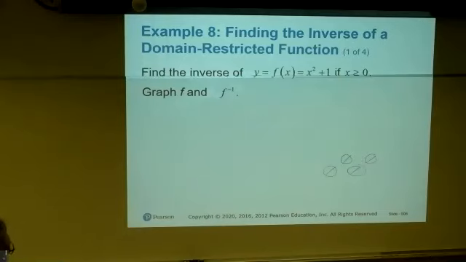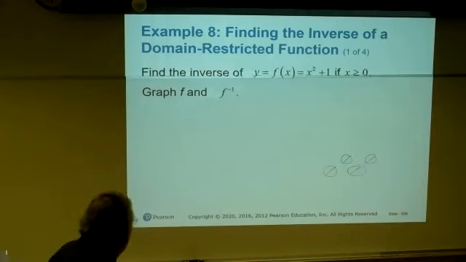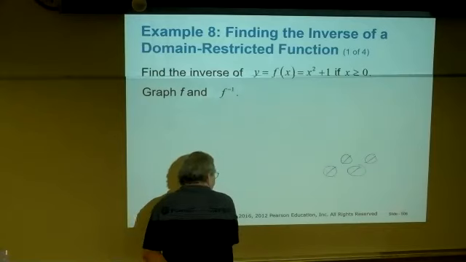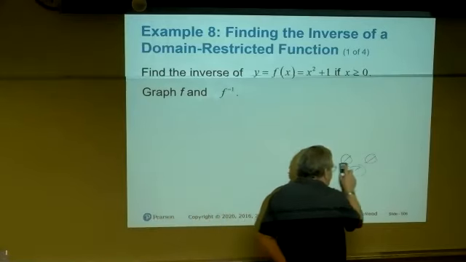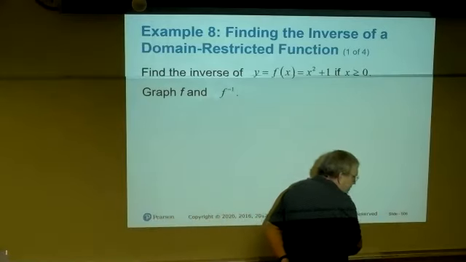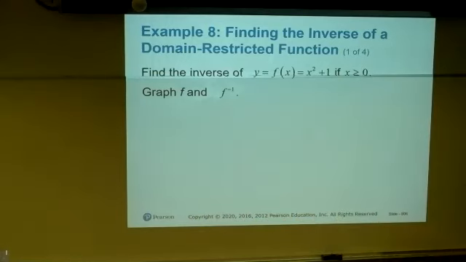Find the inverse of x squared plus 1 where x is greater than or equal to 0. Please notice we have a restricted domain, so we need to take that into account when we look for finding its inverse. First of all, we need to determine that f is a one-to-one function.